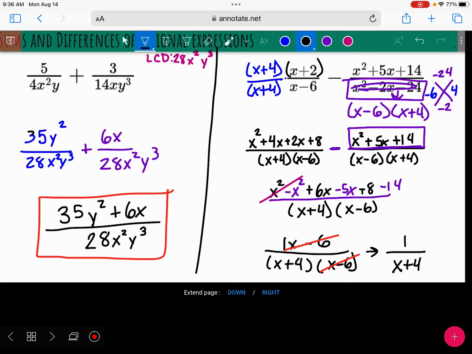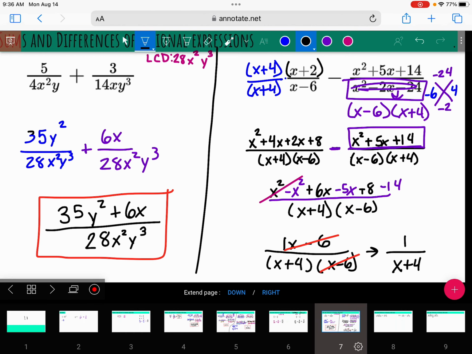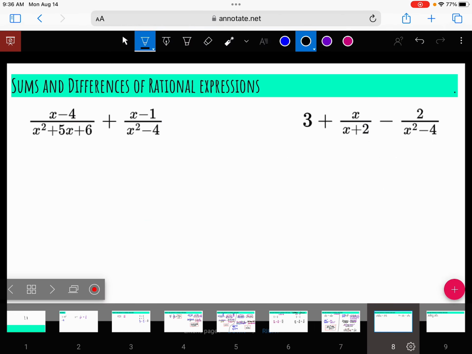So, I'm actually going to jump a page. Actually, no, we're not. We're going to look at this one. All right. We're going to do a couple more. We're going to do as many as we can. All right.